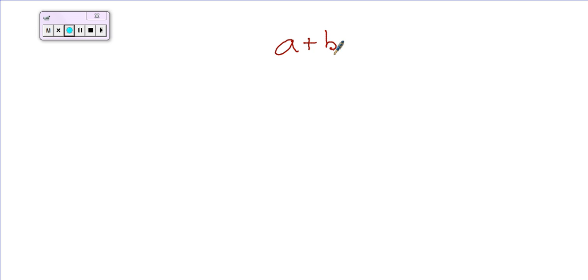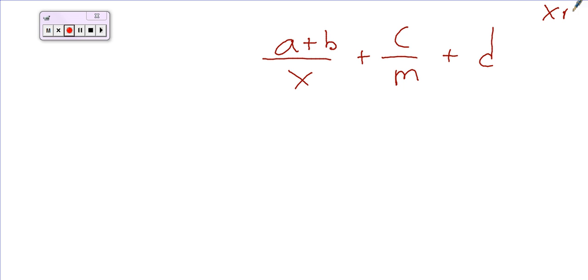A plus b over x plus c over m plus d. Common denominator. What do you think it is? x and m. I just write it down. You don't have to do that. This one needs an m, this one needs an x, and d needs both of them.